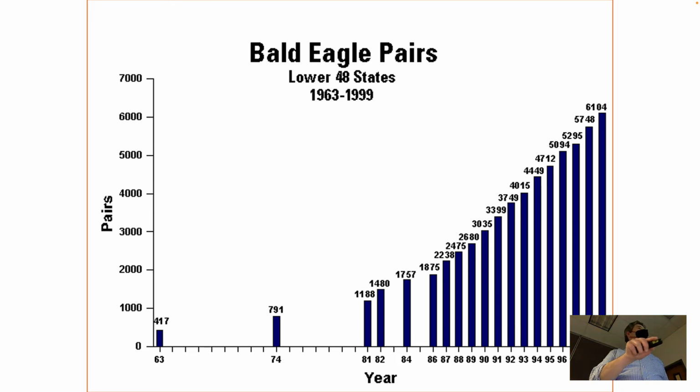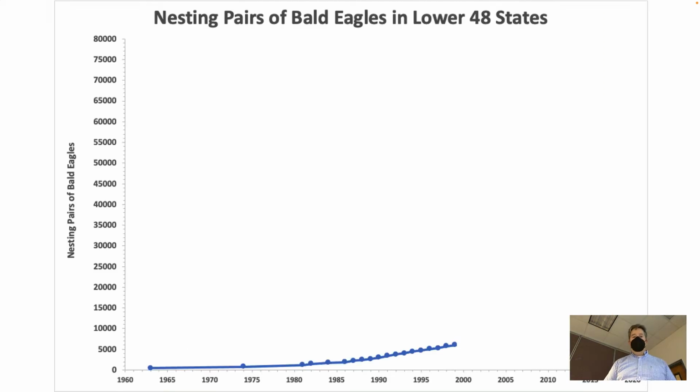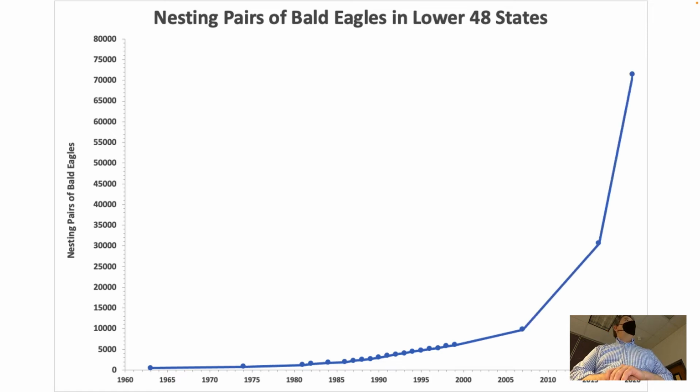So you can see here by 1999, by the beginning of the new millennium, there were about 6,000 pairs of bald eagles in the lower 48. All right? And you can see probably from the scale of this graph that did go up. And what we see now is that there are roughly 70,000 pairs of bald eagles in the lower 48 states. That's up from 417 in 1963, a massive increase and a massive recovery, an amazing story.